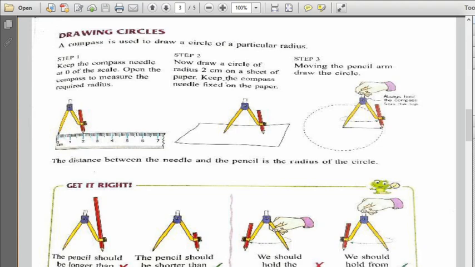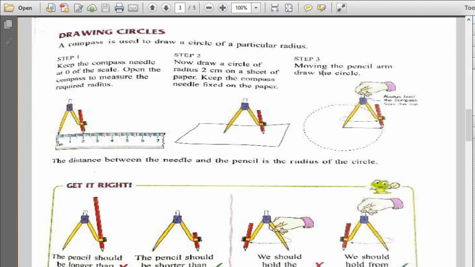Okay. Then see the step 2. Now draw a circle of radius 2 cm on a sheet of paper. Keep the compass needle fixed on the paper. So needle of the compass will be fixed. It will not rotate. Okay. So you can see in a compass there is a needle. That needle of the compass will be fixed where we have to draw the circle. Only the hand which is attached with the pencil will rotate. Okay. The needle hand will not rotate. Only the hand that is attached with pencil will rotate to draw a circle.